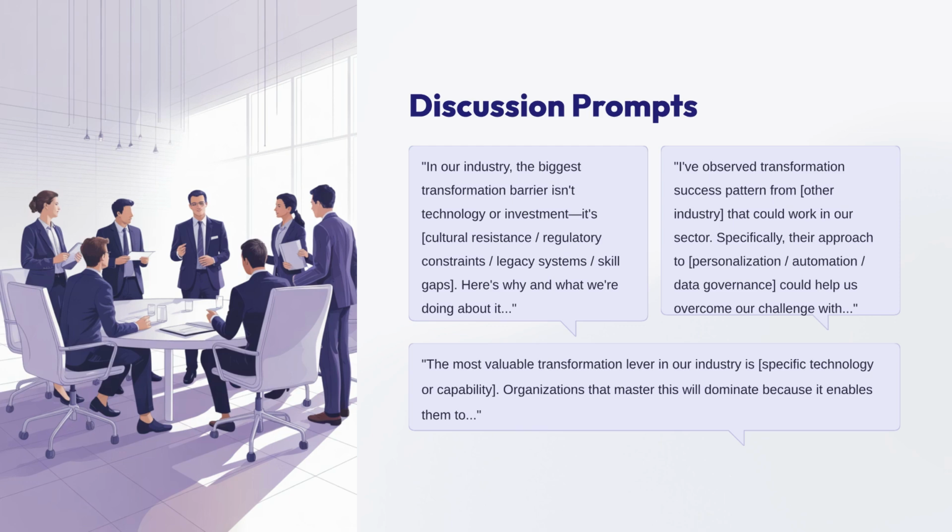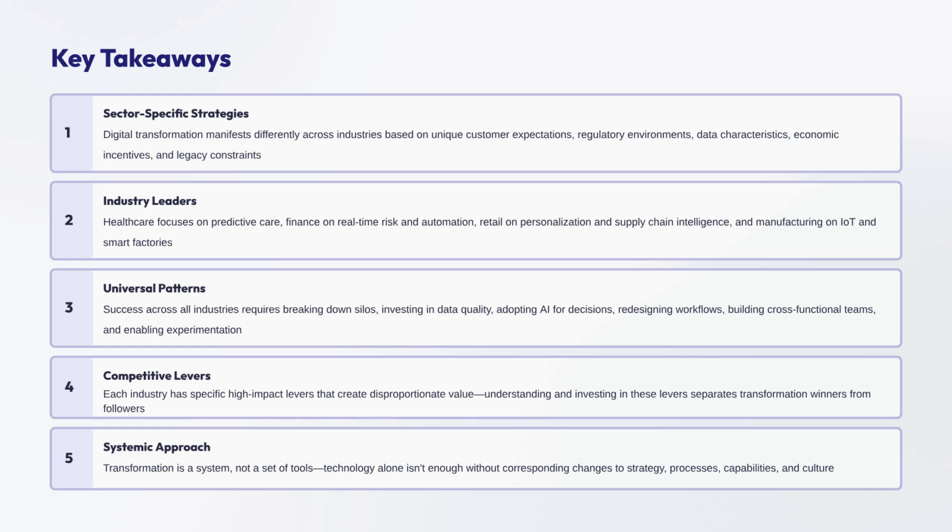You can use these prompts to discuss barriers, explore transformation successes from other industries, or pinpoint the most valuable transformation lever in your sector. Our key takeaways are: transformation requires sector-specific strategies. Industry leaders focus on specific levers. Universal patterns exist for success, and transformation is a systemic change to strategy, process, and culture.